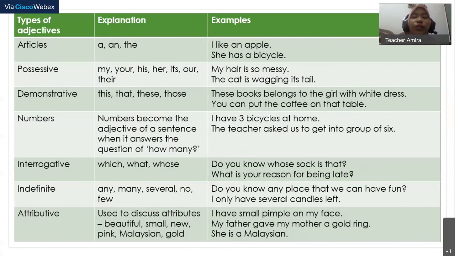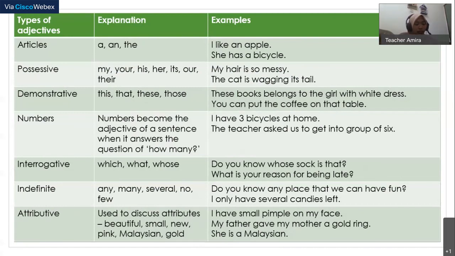So last but not least, attributive. This is the most commonly used adjective in sentences. People usually use these adjectives in their sentences to describe and construct sentences. All right. Attributive. What is attributive? Characteristics. Attributes. So it's used to discuss attributes such as beautiful, small, new, pink, Malaysian, gold. So what are those, attributes like colors, size, what else? New, old, the condition, all right?